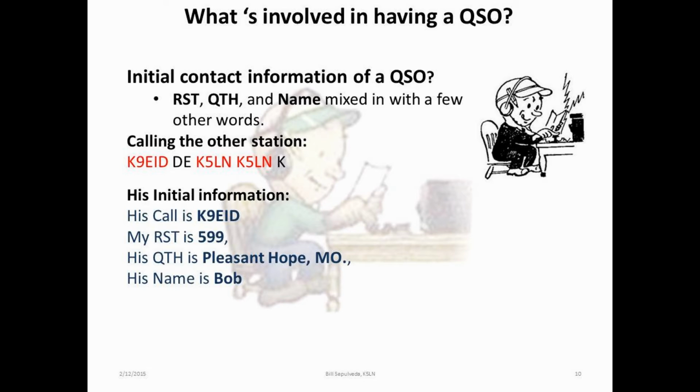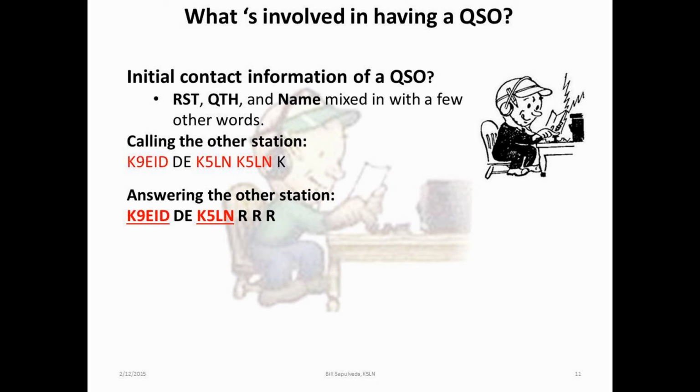So how do you respond? By sending Bob's call once, followed by DE, followed by your call once, followed with a few R's, da-da-dit, to indicate you copied. However, what if the situation is that you didn't copy so well, and let's say you missed Bob's QTH but got the rest?